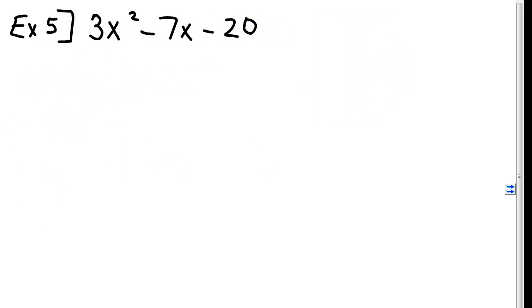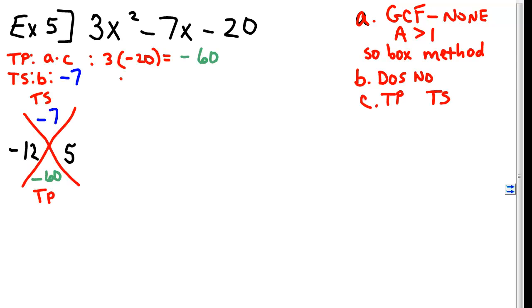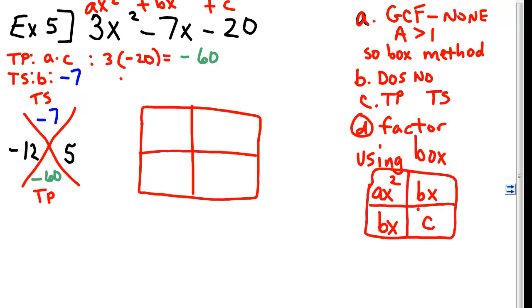Example 5. 3x squared minus 7x minus 20. We look for GCF first. There is none. And a is greater than 1, so we will use the box method or grouping. I am going to use the box method to factor. Is this a difference of two squares? No. My target product is negative 60. My target sum is negative 7. And the two factors that multiply to give me negative 60 and combine to give me negative 7 are negative 12 and 5. So I'm going to use the box method to factor.